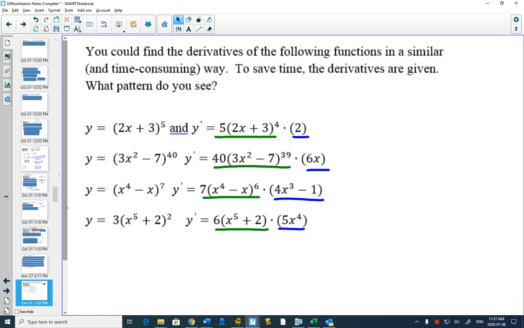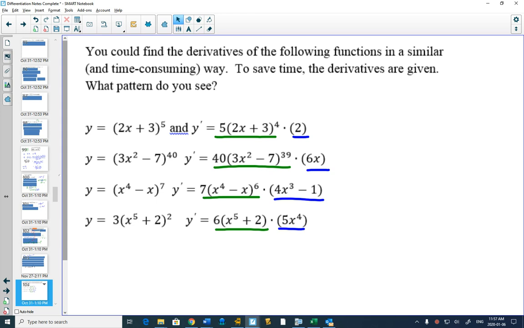You just keep the inside the same. Just do your derivative rule for the outside function, and then you multiply by the derivative of the inside function. This is the chain rule, and it can cause your brain to go a little bit crazy sometimes.